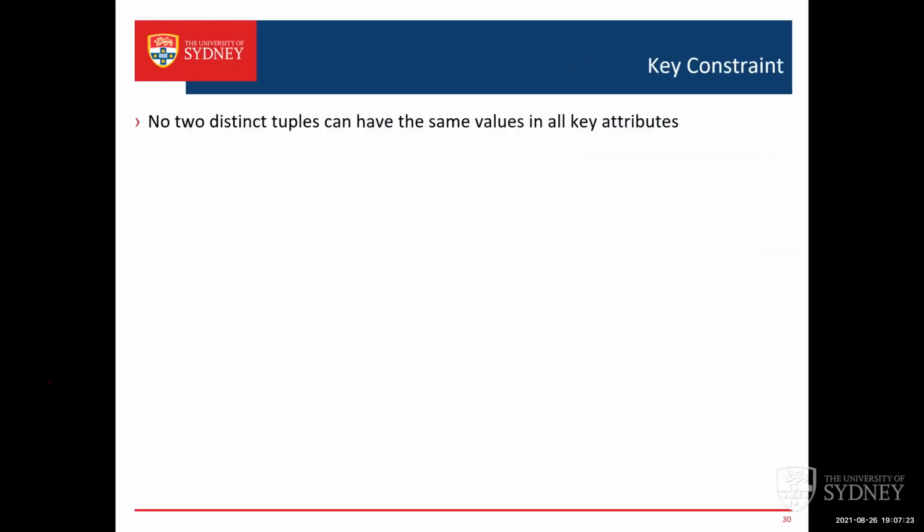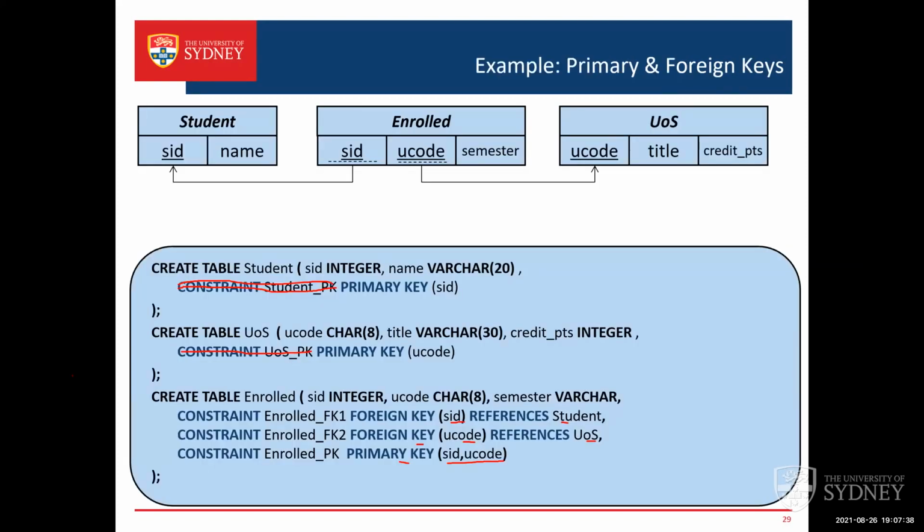Okay, a few things. Key constraints, when we are defining this primary key, foreign key sort of thing. Someone is asking, do we have to declare PK and FK? We definitely have to define the primary key. That is a must. Foreign key, if you have a foreign key, you have to declare it.